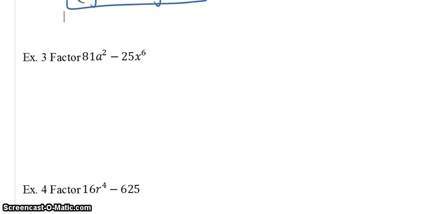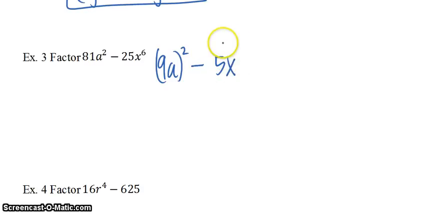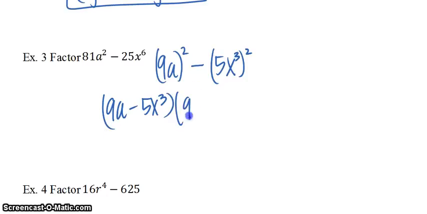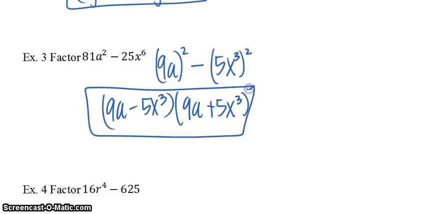Okay, number 3. What's being squared? 9a is being squared, because 9 squared is 81 and a squared. Minus, and we're going to have 5x. Something has to be squared, so what exponent does x have to be so that, because it's power to power, it will give me 6? It needs to be 3, because 3 times 2 is 6, and that will give me the half. So now I go 9a minus 5x cubed and 9a plus 5x cubed. There we go.